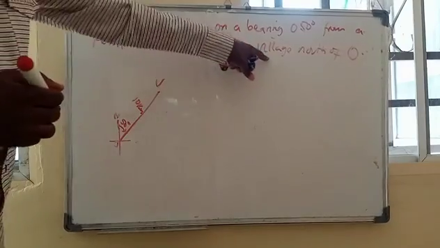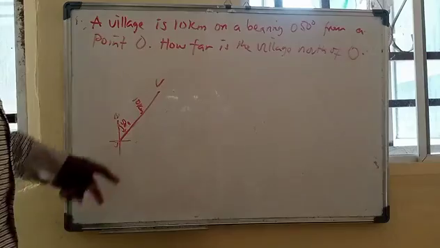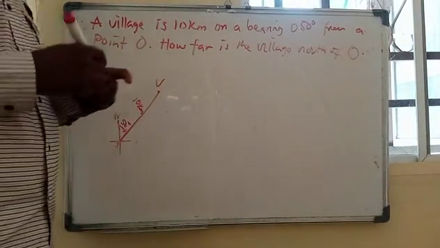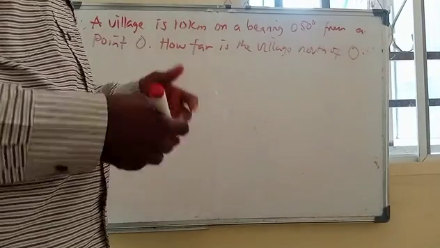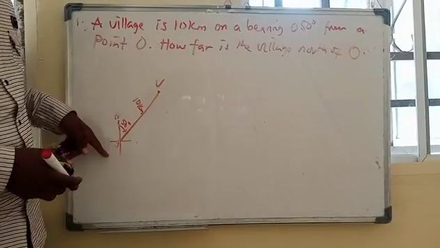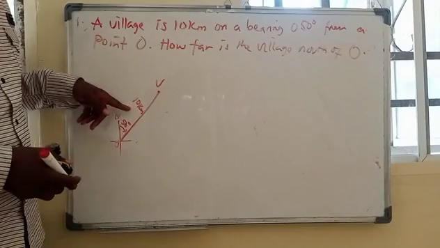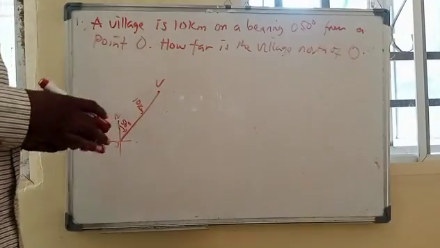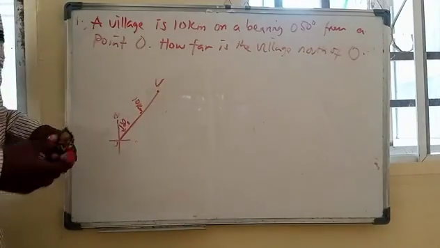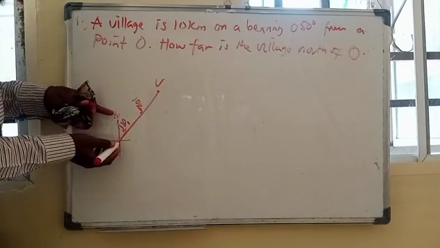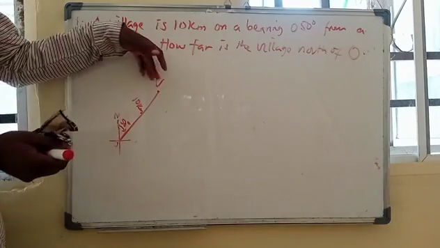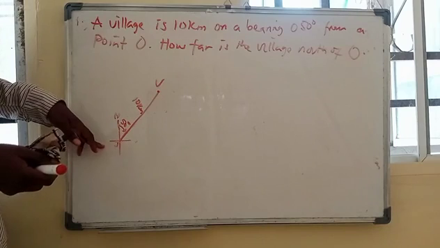Then how far is the village north of O? That's not the question of where the village is; it has been located here. When it is said how far, they are talking about the distance. The distance of the village north of O, not from O. From O is already stated to be 10 kilometers. This is when dropping it vertically, coming vertically downwards from V.